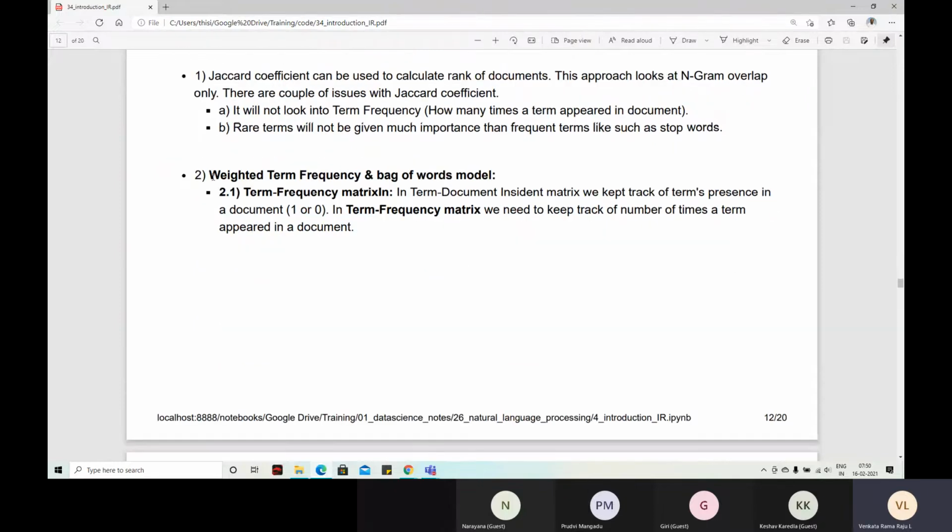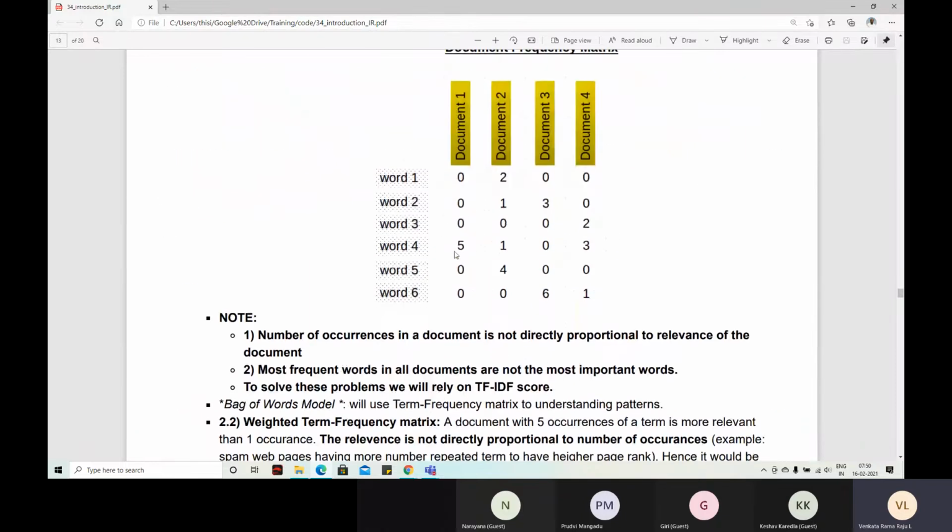So we are going into the more sophisticated rank retrieval models, where bag of words is one way to represent data. In bag of words you take the count of words, how many times a word occurred, which we call term frequency in a document. For every document, a word will have a term frequency.